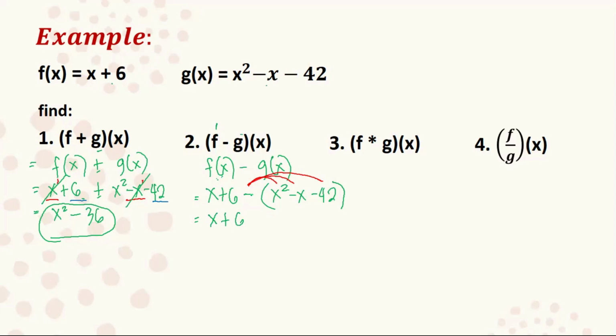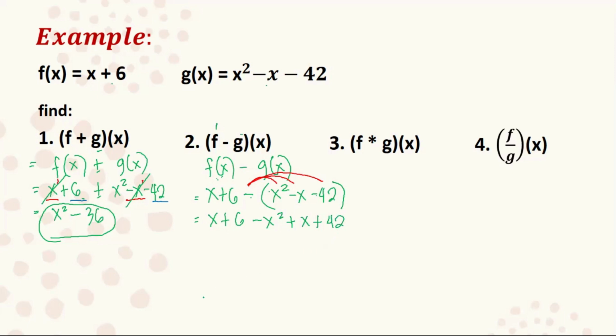So, negative times positive x squared, we get negative x squared. Next, negative times negative x. Same sign, so we get positive x. Negative times negative 42, again, same sign, so it will become positive 42.